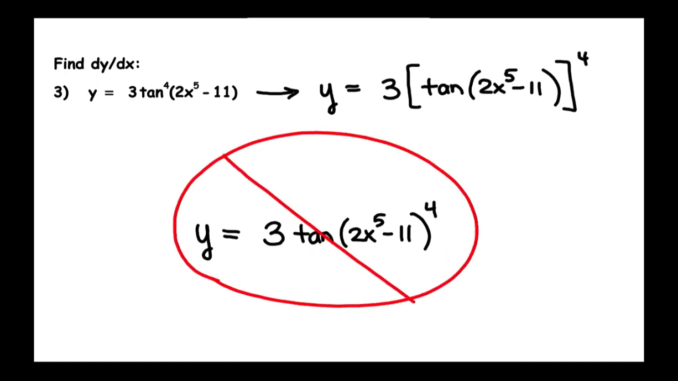That's not correct. If you don't have the extra set of parentheses or extra set of brackets around this, then there's only one tangent, and the parentheses, the 2x to the fifth minus 11, that quantity is being taken to the fourth, but there's only one tangent. We have 4 tangents. So again, you have to be careful with how you write things.